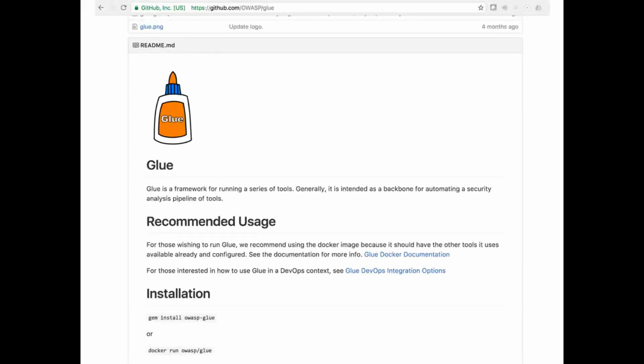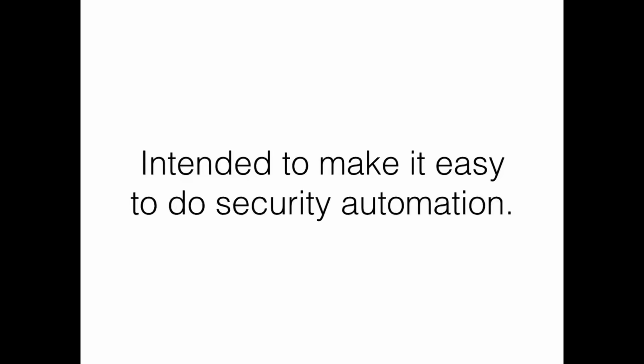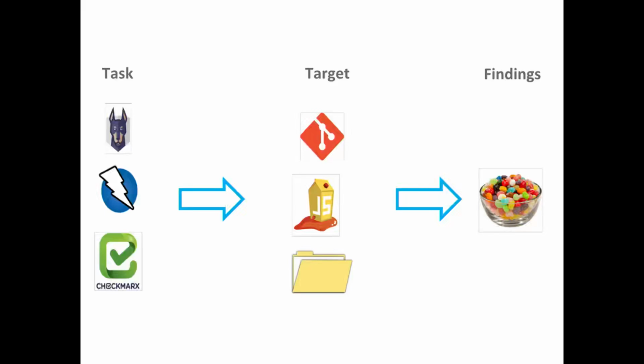It's obviously at OWASP Glue on GitHub. And what we're trying to do is make automation easier. So in a lot of ways, it's not a security tool. It's more of a meta tool to make automation easier. And so what I want to do is explain that. And these are Omer's slides, so I want to give him full credit here.